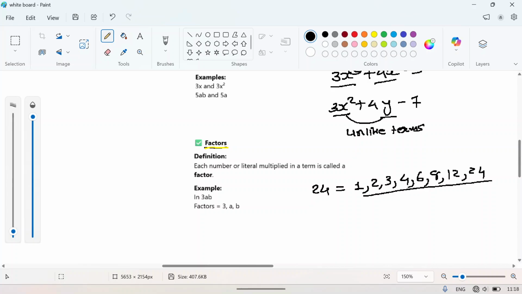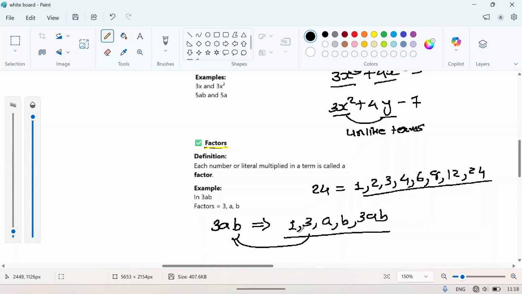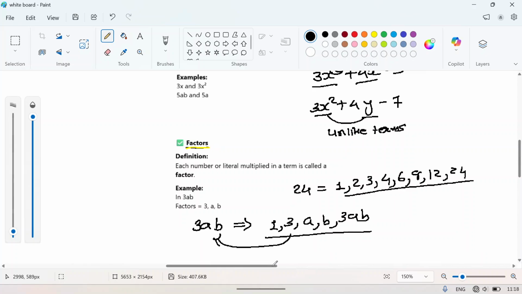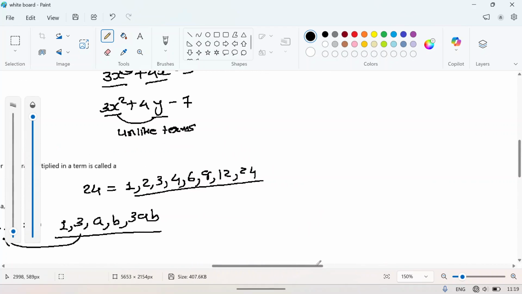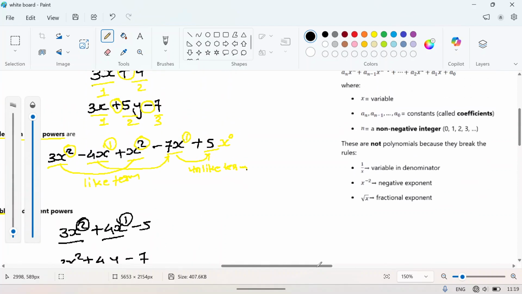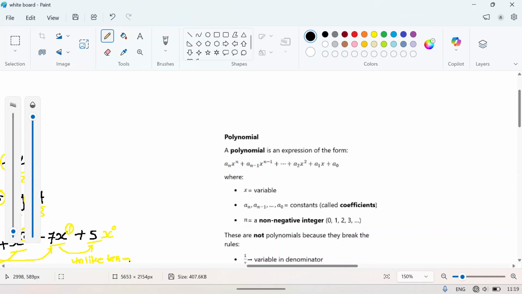In a similar way, we can factorize 3ab into different factors: 1, 3, a, b, 3ab. So these all 5 are factors of 3ab. So 3ab can be divisible by 1, 3, a, b and 3ab. So these all are factors of 3ab. So we can factorize the term of an algebraic expression the same as a number. It is called the factors of algebraic terms, factorization of algebraic terms.